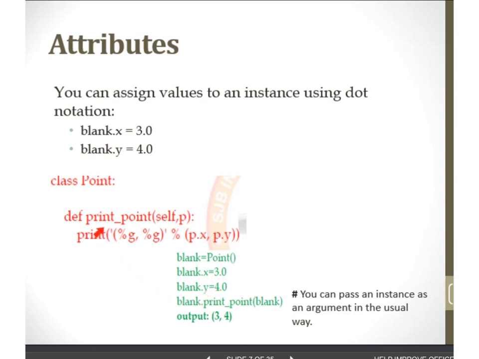Now if you want to call this method inside this class, since you have created this as an object, you call the method through this object, which refers to the class. So what is this blank? Blank carries two values, that is .x and .y. The %g is nothing but a floating point format. So this gives an output of 3, 4.